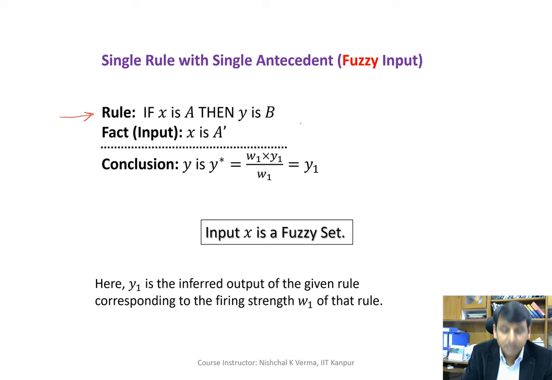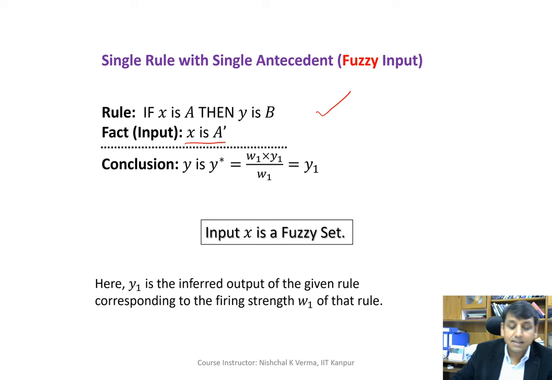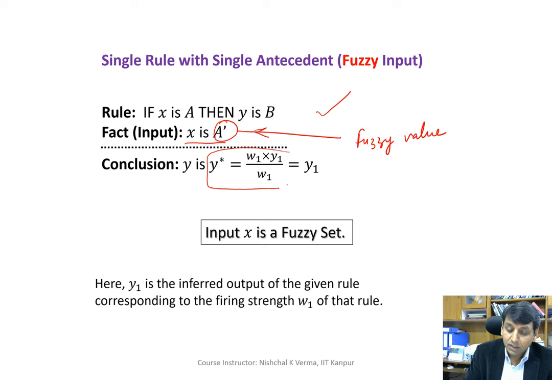If this is the rule that is there for the model and this rule is known, now if a new input comes to the model as the input, here X is A dash. What is A dash? A dash is a fuzzy set, some fuzzy value. A fuzzy set is used for describing or quantifying the fuzzy value. So if this is the case, then our output corresponding to the X input, that is fuzzy here, will be this.